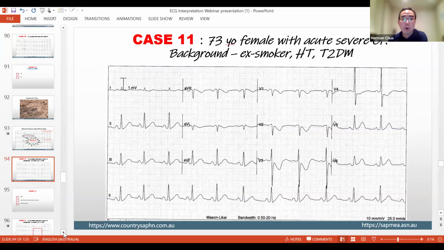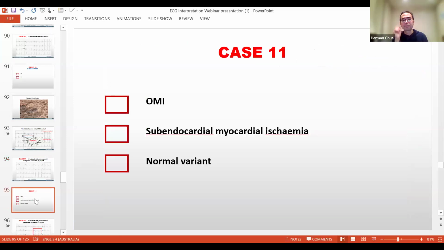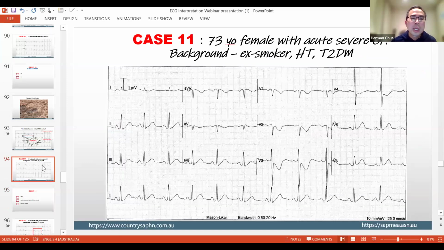We are almost finishing, and I'll give you opportunities to ask questions. Next one, a 73-year-old with acute severe chest pain. Once again, a bunch of risk factors, and this is the ECG. What is it? Let's have the poll. Is this an OMI? Is this subendocardial myocardial ischemia? Is this normal?